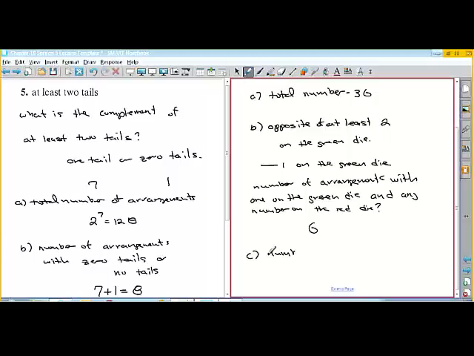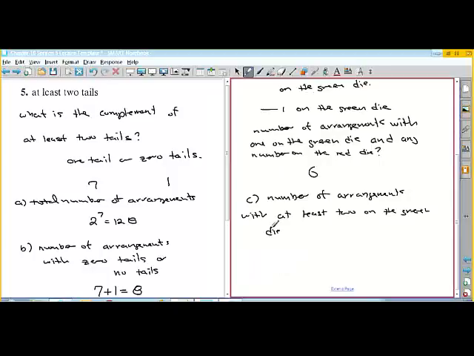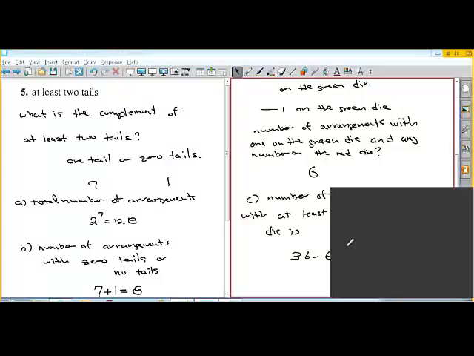So to answer the question, the number of arrangements with at least 2 on the green die is 36 minus 6, which is 30.